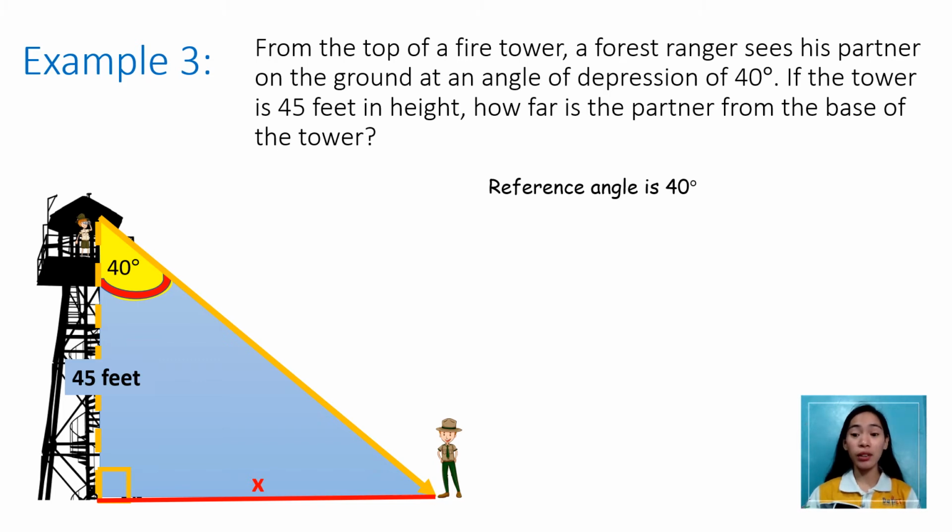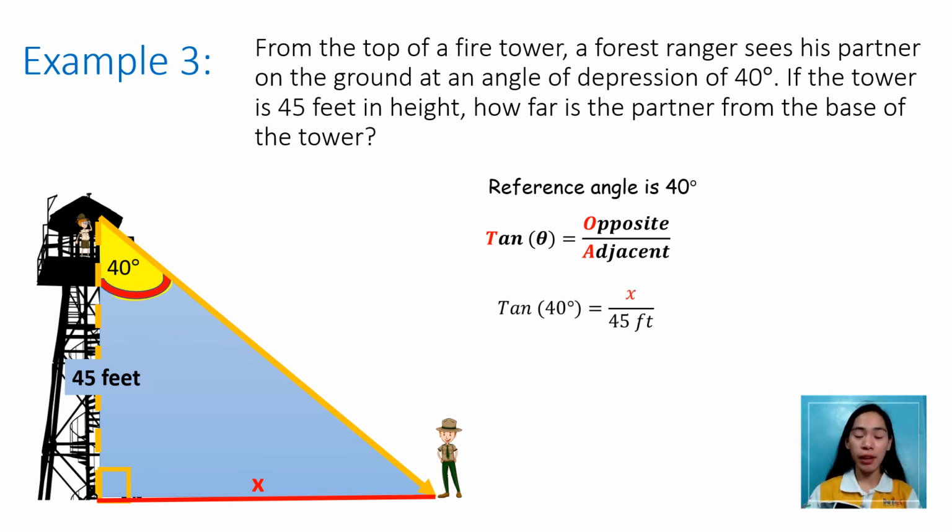So if we have the opposite side and adjacent side, again, we're going to use a trigonometric ratio of TOA, or tangent theta, right? So tangent theta is equal to opposite over adjacent. Now let's substitute the given.